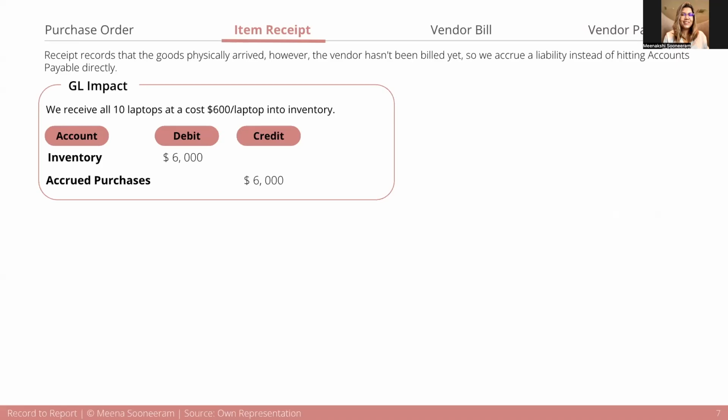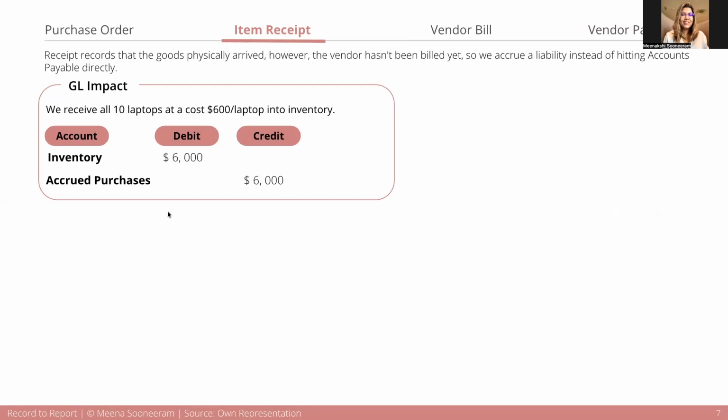And second, your accrued purchases, which is your inventory received but not yet billed, is credited by 6,000 because we have received the goods, but we have not paid, we have not received the vendor bill yet. Now, if you want to know why each account gets debited and credited, I will link some of the videos in the description box below.